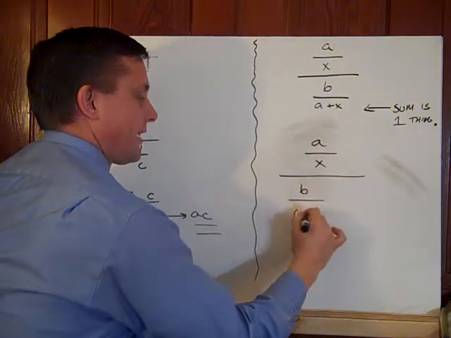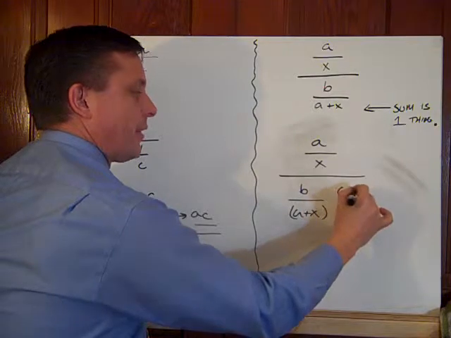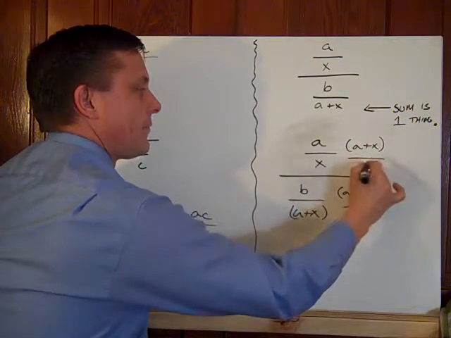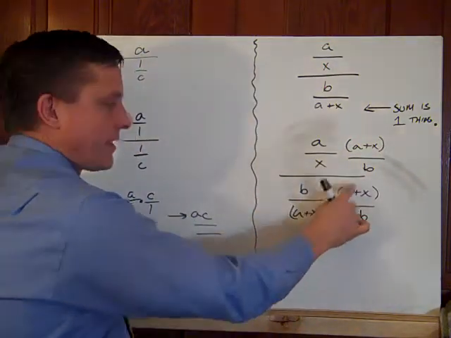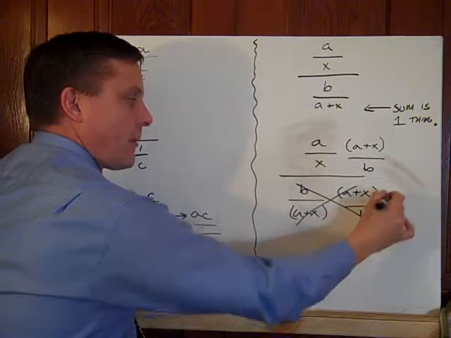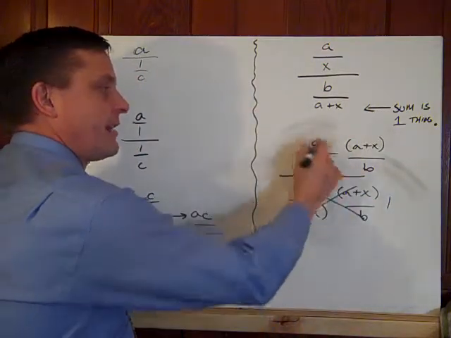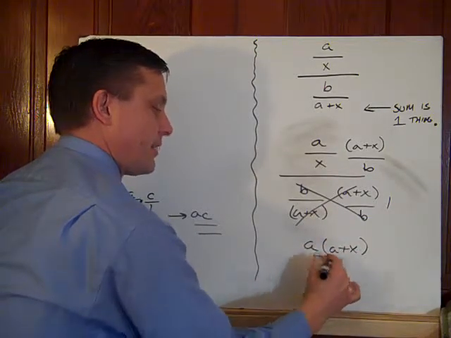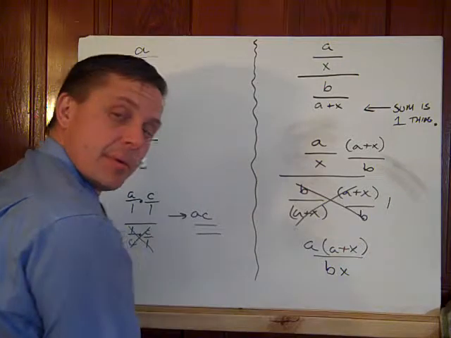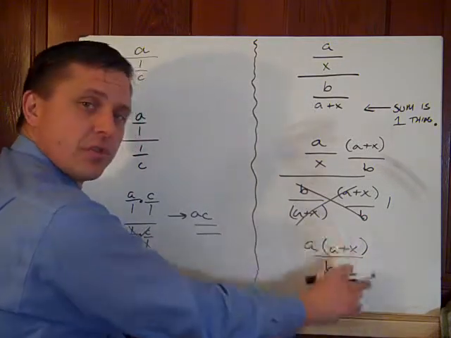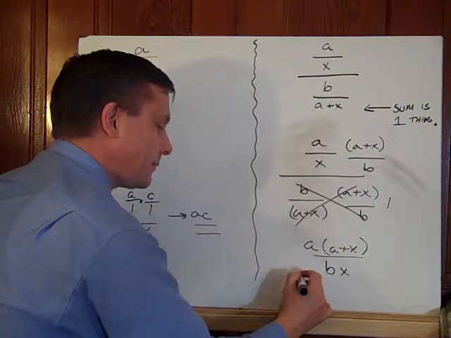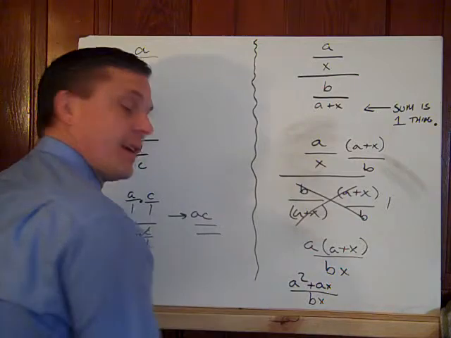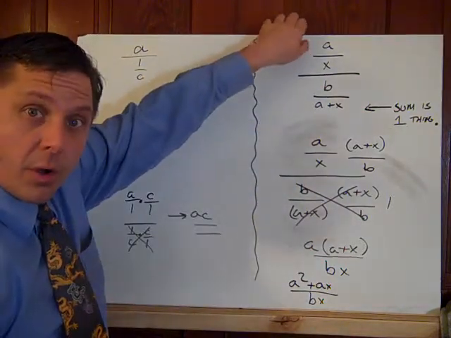I'm going to treat A plus X like one thing by putting it in parentheses. And when I do that, B over A plus X times A plus X over B, reciprocals cancel to 1. And on the top I have A times the sum A plus X. So I'll write that. And on the bottom I just have BX. Nothing's the same top and bottom. Nothing can cancel. Sometimes students want to distribute. You can. I don't. And you don't have to. But if you do, you get this answer: A squared plus AX over the quantity B times X.